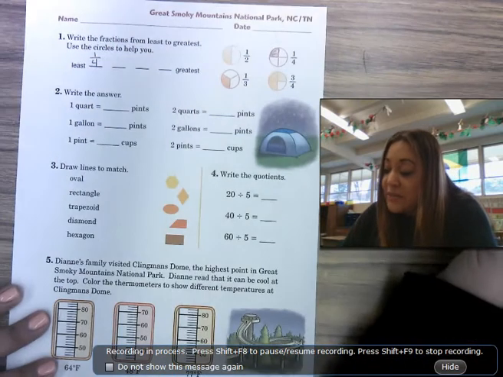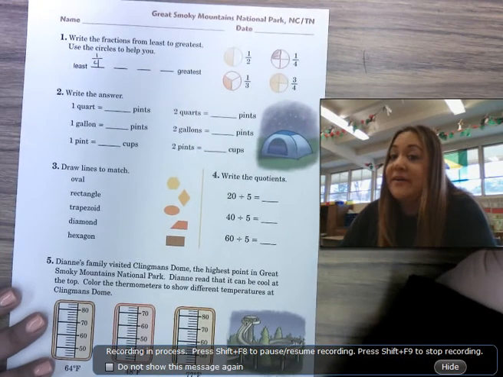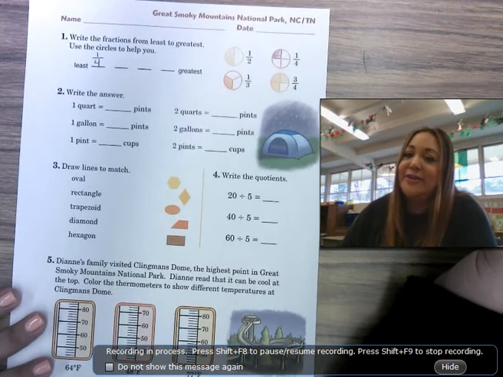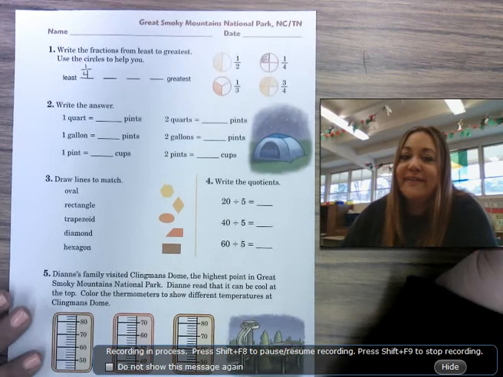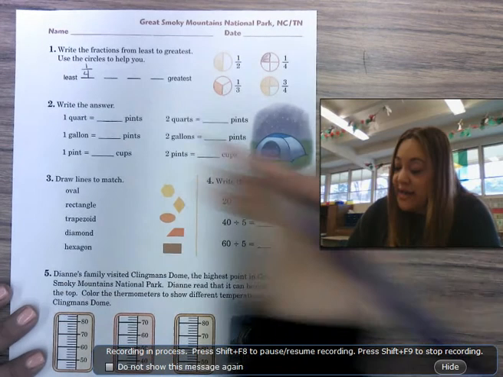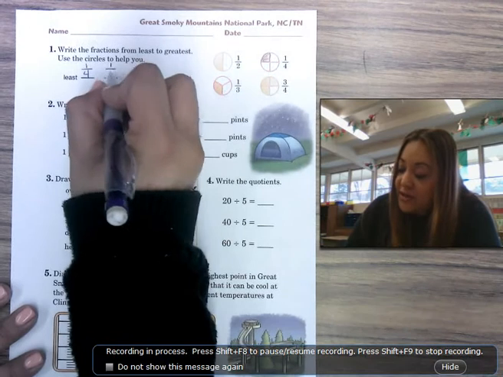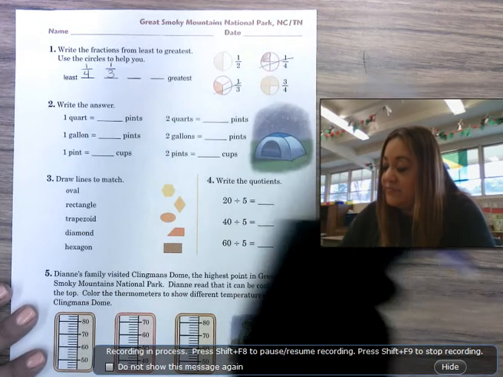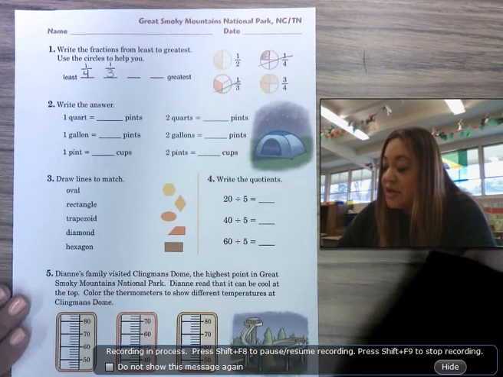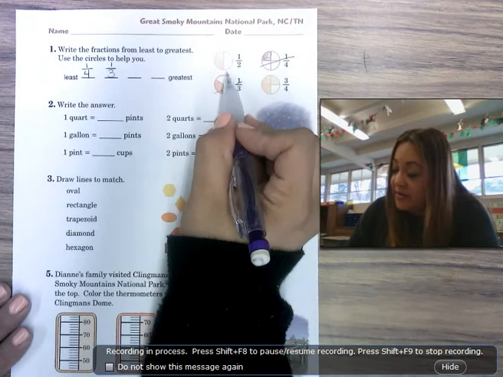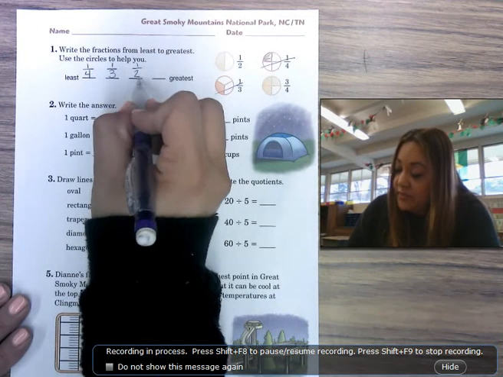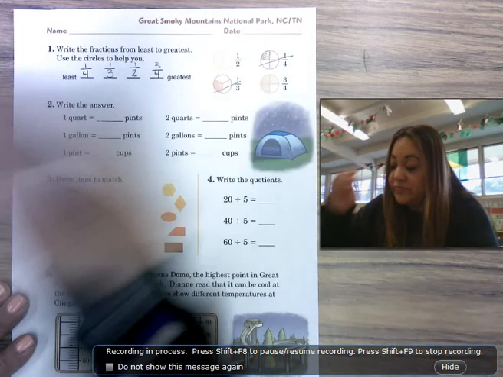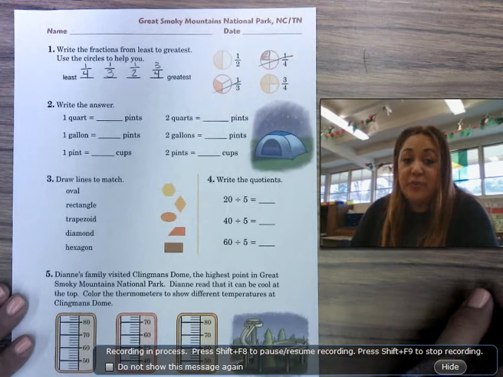Now I'm going to go to my next one. Which one do you think should be shaded next? Let's see. I wish I could hear you guys, but I know you're talking to me. Okay, I think you are correct. We're going to go with 1/3. Okay, so I did this one and I did this one. The next one I'm going to go with is 1/2. And then I'm going to go with 3/4. That's my greatest. So that is how we accomplish number 1.